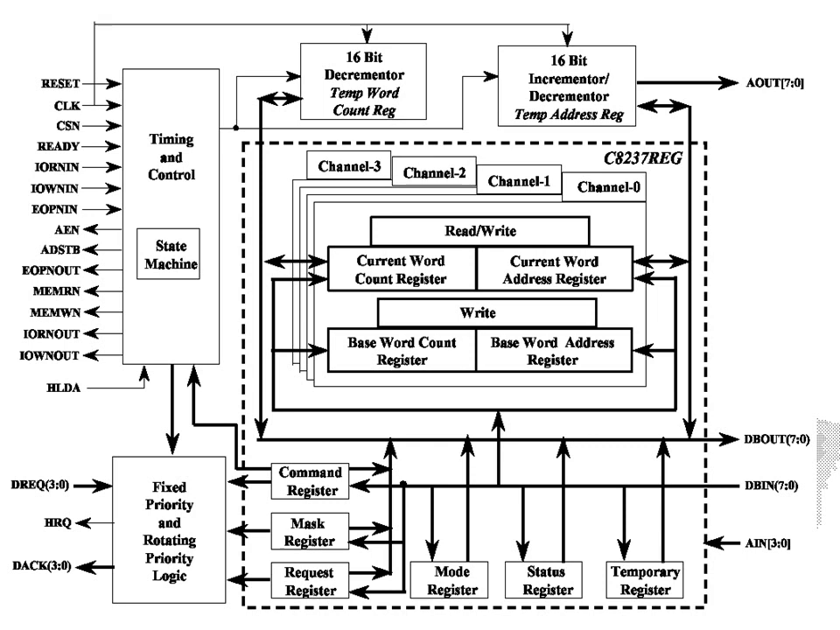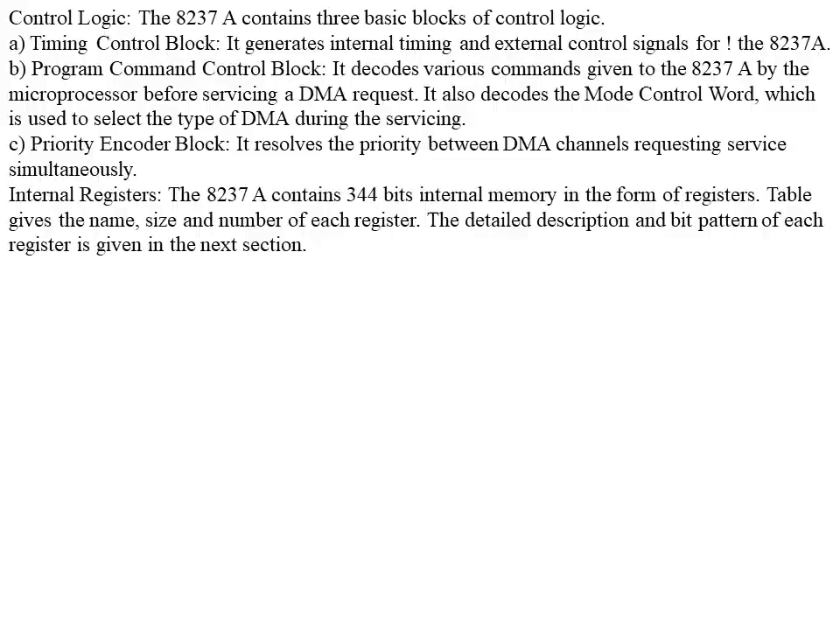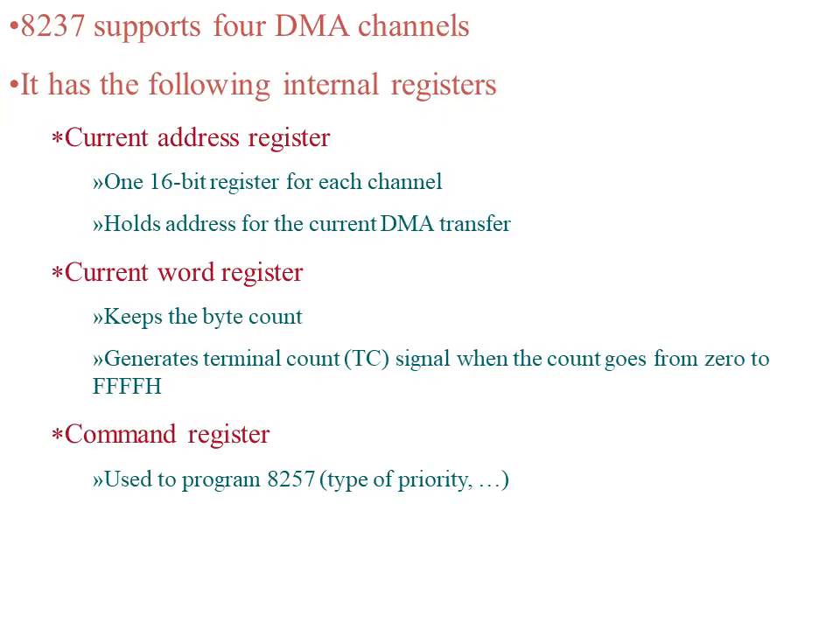In this we are having another register, the command register. We are having the mask register to mask or unmask a corresponding channel. Request register means which channel has given a request, that is stored by the request register. This is stored in the request register internally by this 8237 or 8257. The major blocks we are having are the timing control block, program control block, and the priority encoder block, and the internal registers. Different internal registers I have already explained.